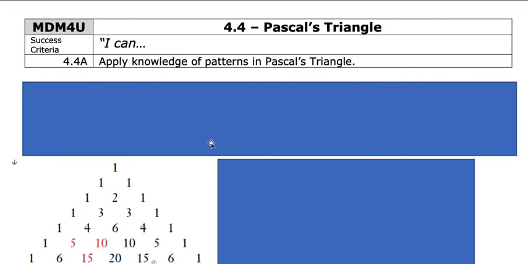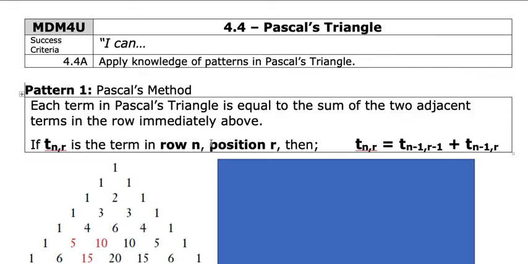This pattern is as follows. Pattern 1, Pascal's method. Each term in Pascal's triangle is equal to the sum of the two adjacent terms in the row immediately above. So it starts off with 1, 1, 1. But then from each following line, what we do is we take 1 and 1 and add it to make that next term 2. Similarly, 1 and 2 add to make 3. And continue on and on.